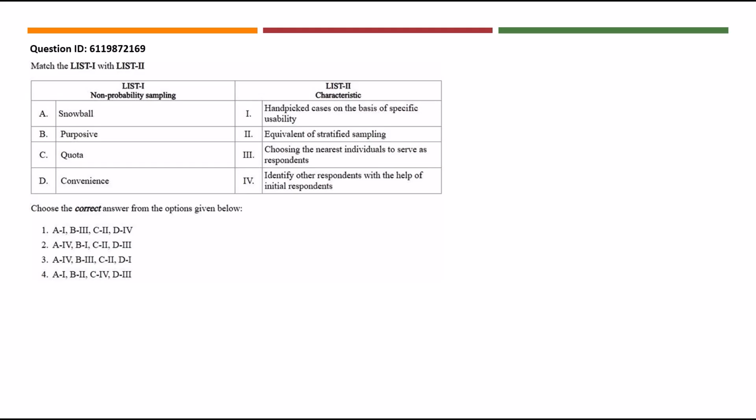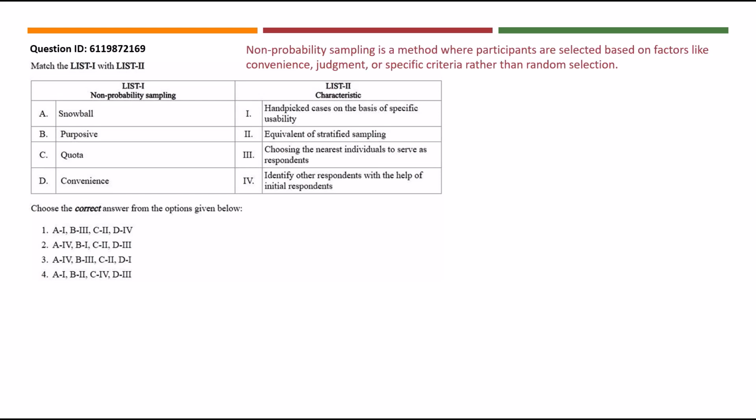Next question, match list 1 with list 2. Non-probability sampling is given in list 1 and the characteristic is given in list 2. We have snowball, purposive, quota, convenience. Out of these 4, we have already learnt about snowball and quota sampling in the previous year question paper. Non-probability sampling is a method where participants are selected based on factors like convenience, judgment or specific criteria rather than random selection. So non-probability is non-random. Instead, we depend on factors like some kind of judgment or some kind of specific criteria.